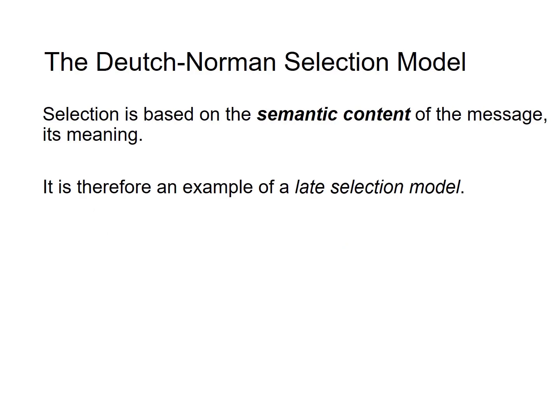In a later model, the Deutsch-Norman selection model, it was proposed that it is the meaning of the ignored information that can break through to consciousness, and therefore it can be selected on the basis of what does it mean? Is it related to something that's important to you? Because it's based on the meaning of the message being selected, it's viewed as a late selection model occurring quite late in the processing chain of events.